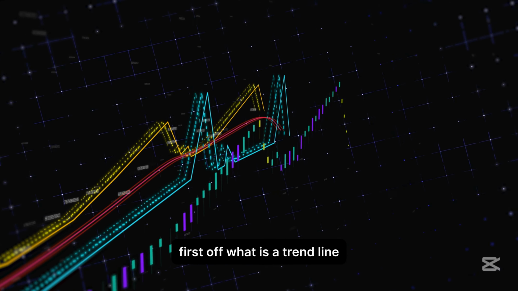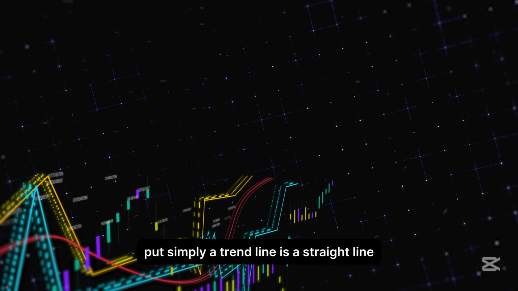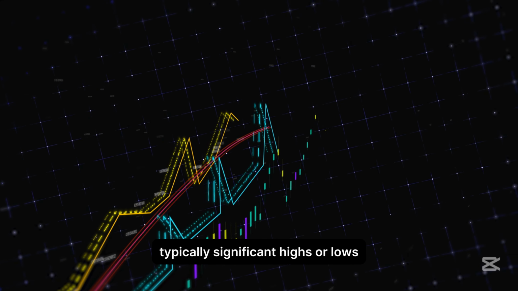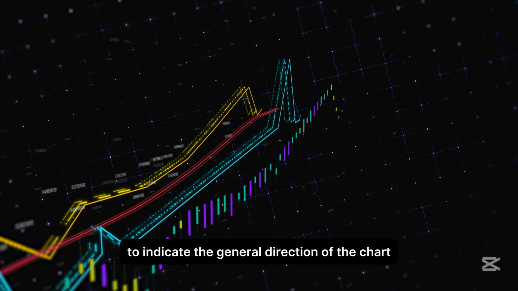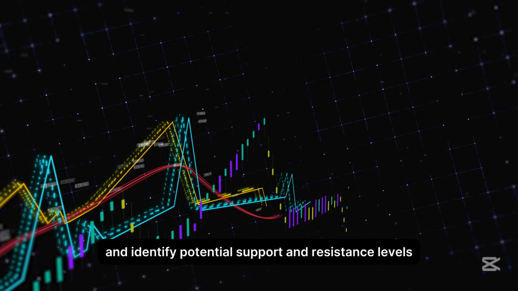First off, what is a trend line? Put simply, a trend line is a straight line drawn on a price chart that connects two or more price points, typically significant highs or lows, to indicate the general direction of the chart. It helps traders visualize trends and identify potential support and resistance levels.